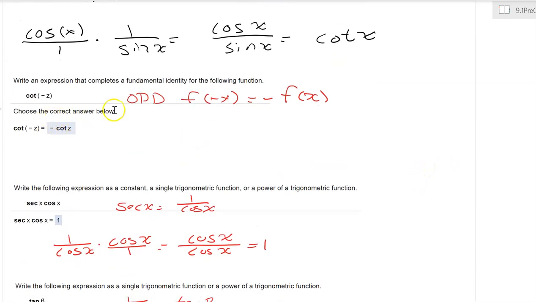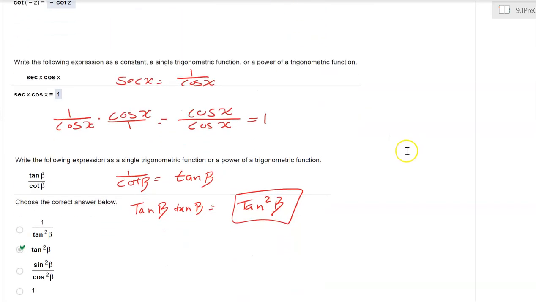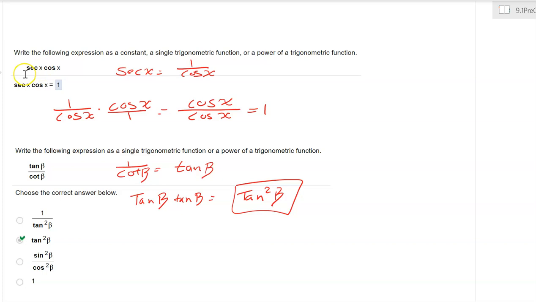Here we have cotangent. So this is an odd function, so we should have a negative y value. And then here, another way of writing secant is 1 over cosine. And so now we can change this as to 1 over cosine times cosine, which is equal to cosine over cosine, which simplifies to 1. And here we're seeing beta being used as the variable, no big thing here. 1 over cotangent is tangent, so now we can see this as tangent times tangent, which gives us tangent squared of beta.